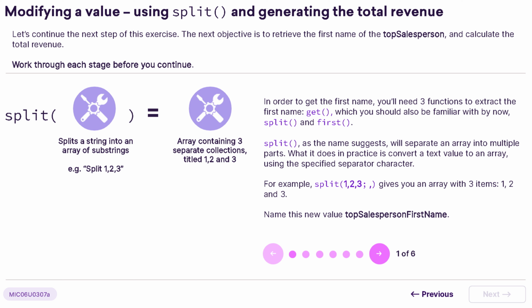Let's talk about how to modify values using the split function. Imagine you have a string of data, like a list of numbers separated by commas.